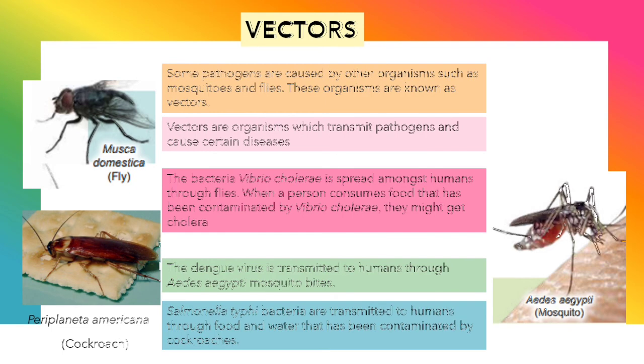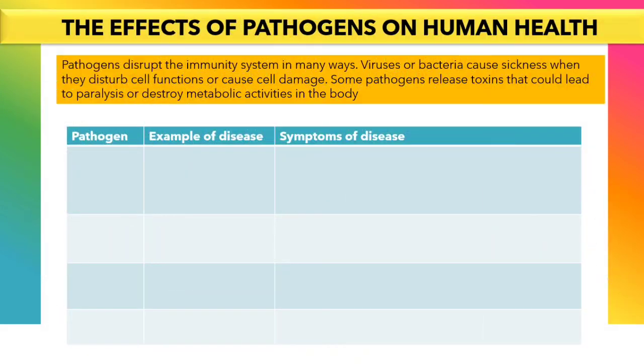The effect of pathogen on human health. Okay. Pathogens disrupt the immune system in many ways. Virus and bacteria cause sickness when they disturb cell function and cause cell damage. Some pathogens release toxin that could lead to paralysis or destroy metabolic activity in the body.